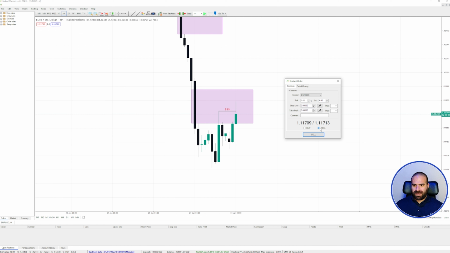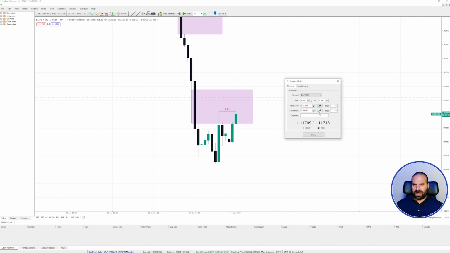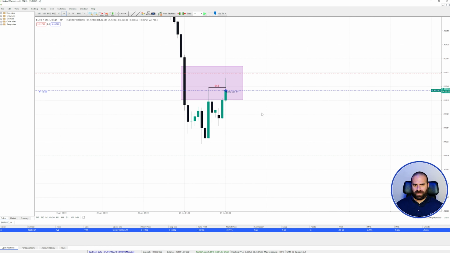and I will sell again with a stop loss. I will leave some space this time, guys. This is 11 pips. I will do it 16 pips stop loss and a take profit of 60 pips in this occasion. This is more than enough for me. Let's go.